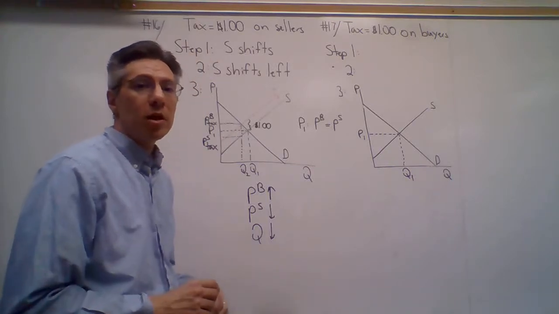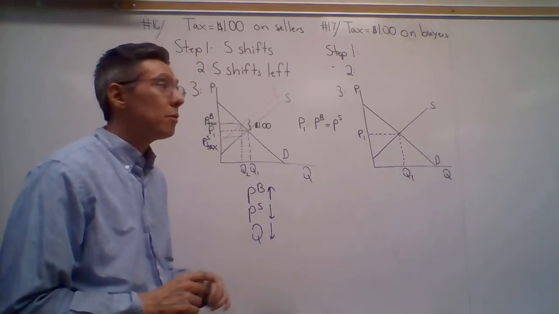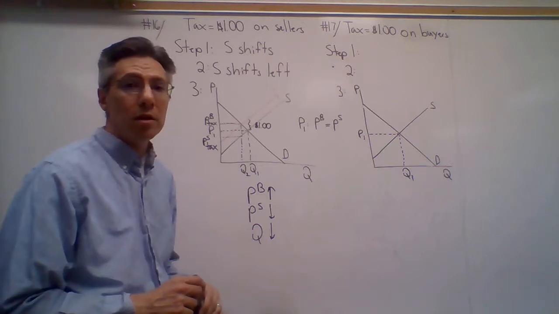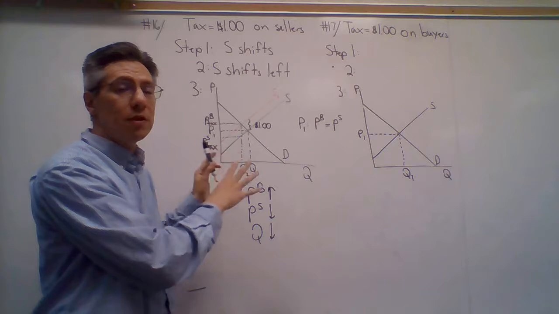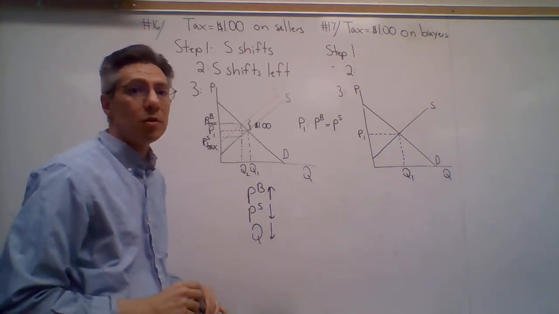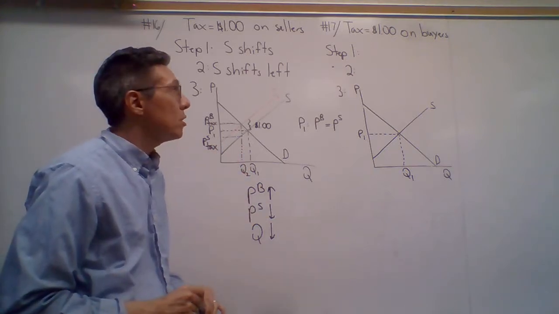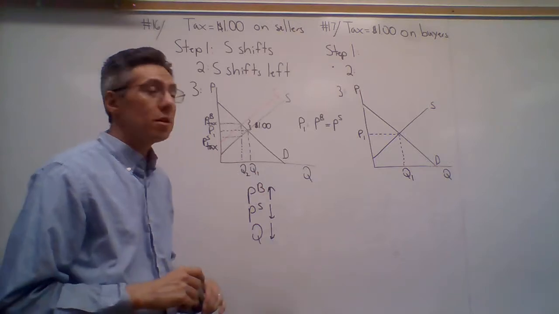Okay, so now let's do practice problem number 17, where we have the tax being instead on the buyers. Now note I've left up problem 16. That's left up for a reason, as we'll see in a moment. Okay, so let's go through the three-step process here.